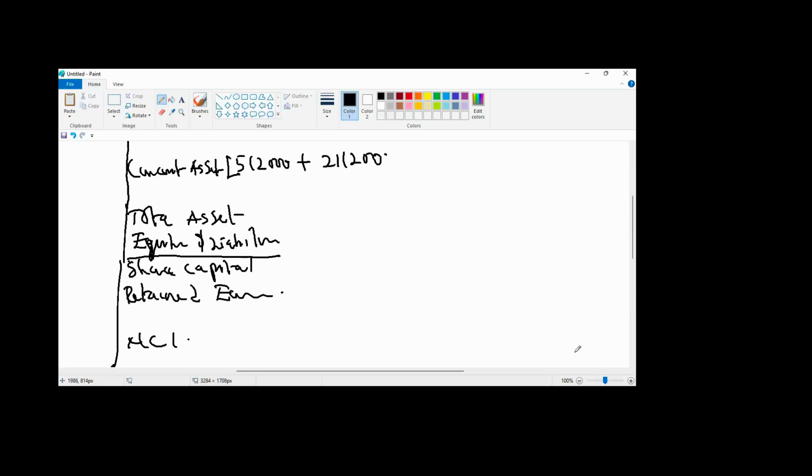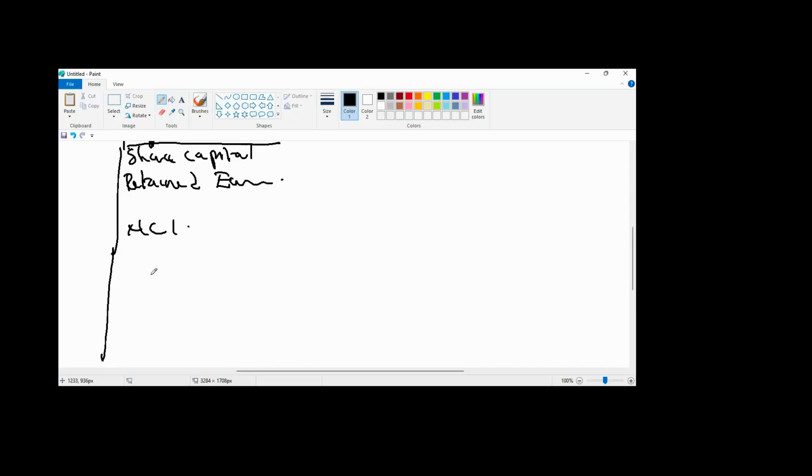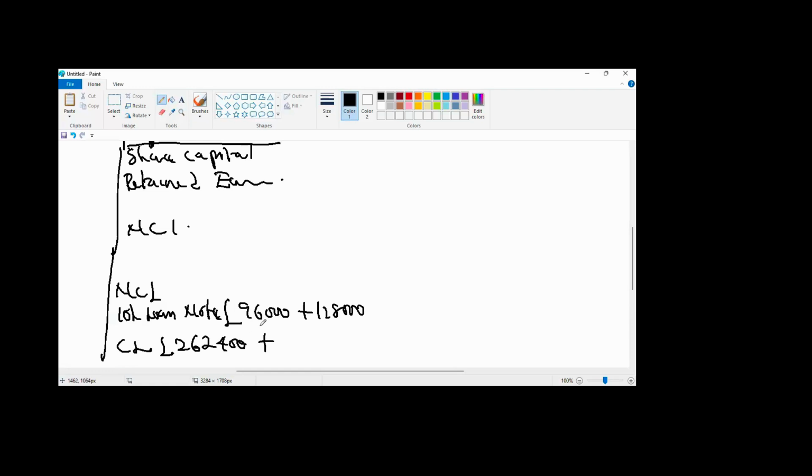Go to the liabilities. Non-current liability: 10% loan notes, 96,000 plus 128, then current liabilities. We have this is 2 plus, that's all.